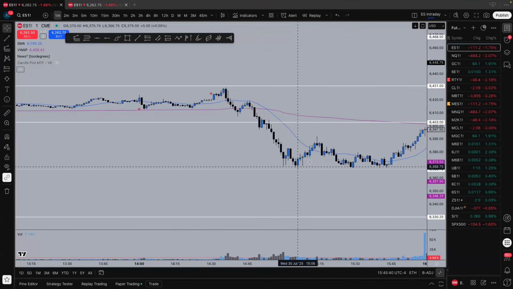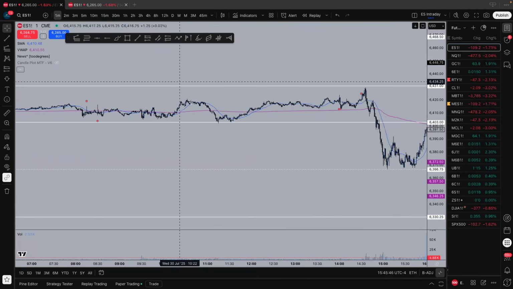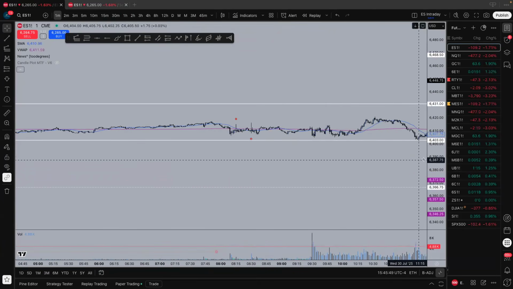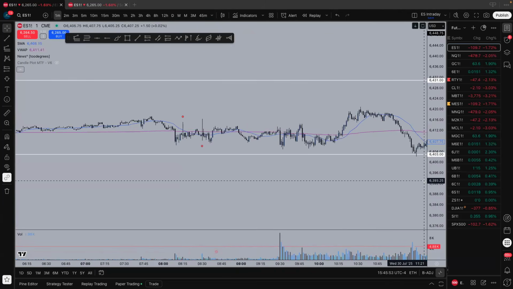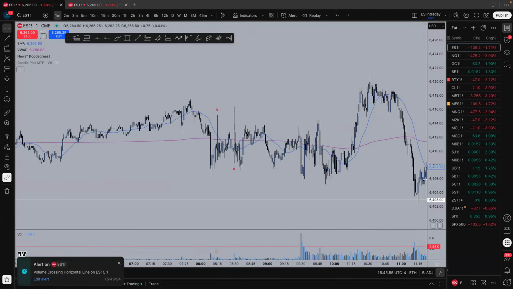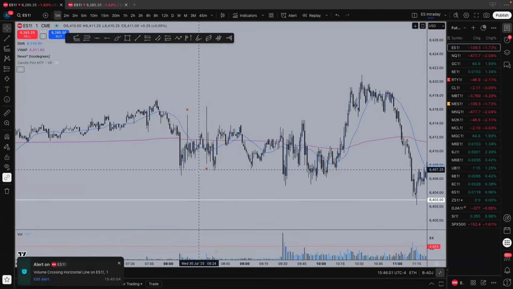And if we can get these little, there's not really a spike down here, but if you can start to anticipate, oh no, this was FOMC. Yeah, it was just chopping around all day. So this was most of the day, right? And even in here, so here we go. Alert, volume crossing horizontal line on ES, because it's the close. It's getting close to the close, right?